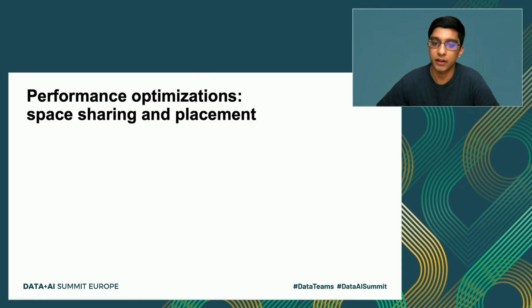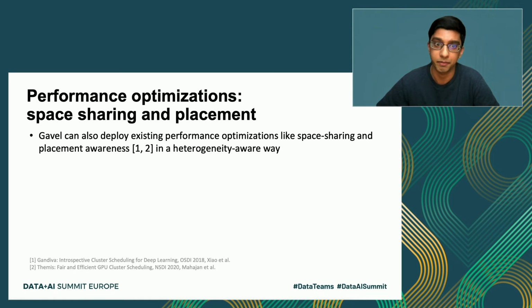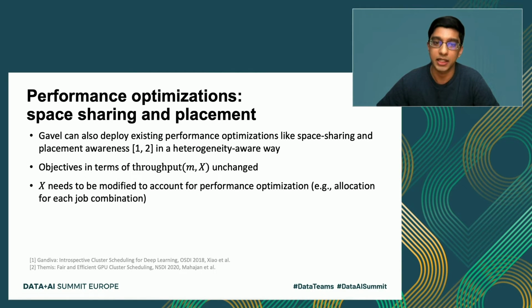The nice thing about expressing policies as optimization problems is it also enables us to look at optimizations like space sharing and placement. Space sharing is when we try to pack multiple jobs onto the same GPU in order to improve GPU utilization. And placement awareness tries to consolidate distributed jobs onto a single server to minimize communication overhead. To support these optimizations, we don't actually need to change the objectives in terms of effective throughput, but we may need to change the allocation matrix to account for whichever performance optimization we're interested in.